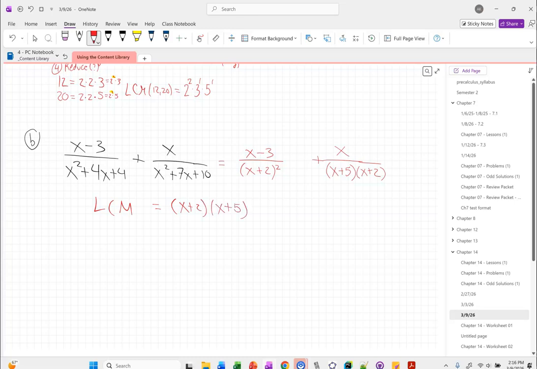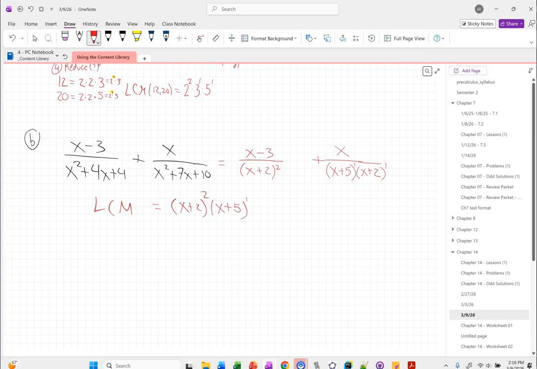The biggest power on my x plus 2's, I see a power of 2 and I see a power of 1. What's bigger between 2 and 1? 2, right? What's my biggest power on x plus 5? 1. That's my least common multiple.